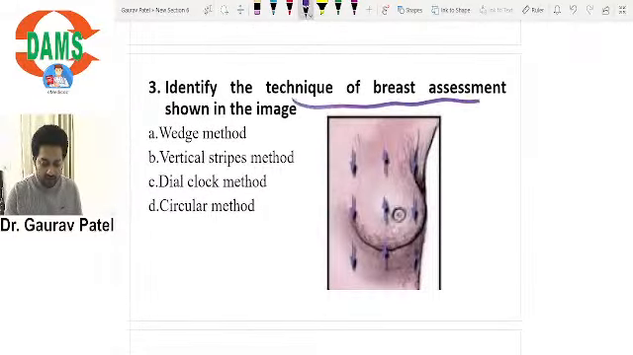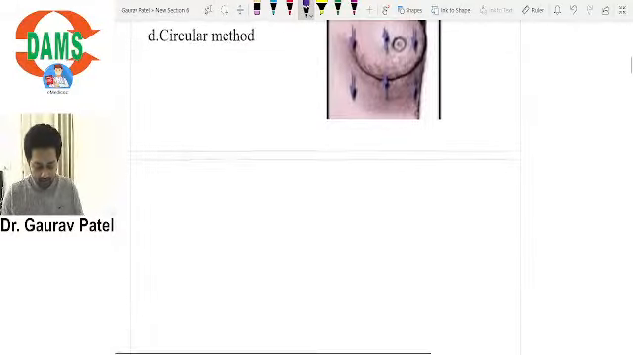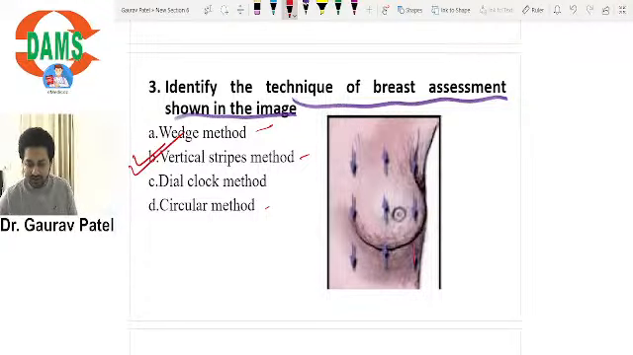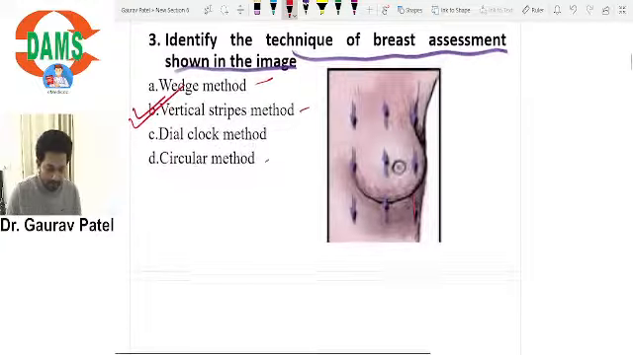Identify the technique of breast assessment shown in the image. What is this method of assessment where you are going like this, then this, then this? Wedge method, vertical stripes method, dial clock method, or circular method? Yes, very good. Vertical stripe method. This is vertical stripe method.